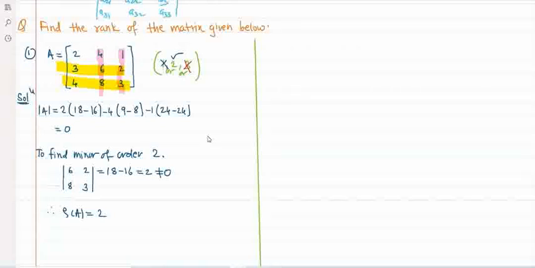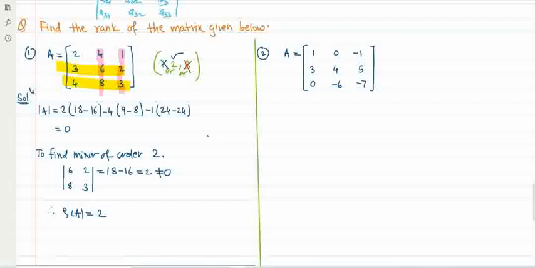One more, second example. You can try from your end. Suppose the matrix A is given by 1 0 minus 1, first row. 1 0 minus 1, 3 4 5, 0 minus 6 and minus 7. So purposely I am taking 3 by 3 only. So again, the possible values of rank are either 1 or 2 or 3. What is your first step? Same step.